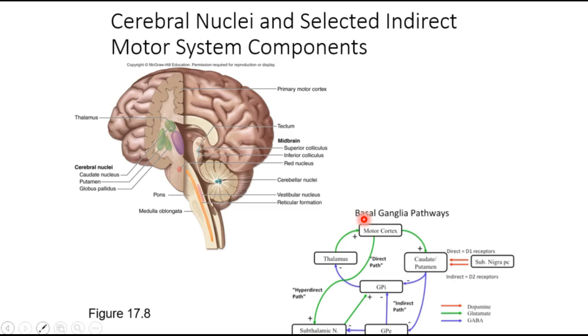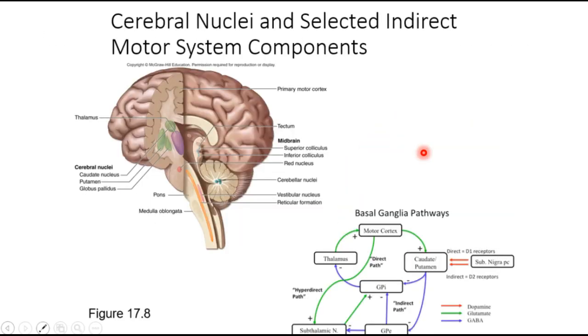This is the best image for the cerebral nuclei or basal ganglia. You can see right over here is the caudate, putamen, and globus pallidus. This over here is the thalamus. We're not worrying about them right now. We're just worrying about caudate, putamen, and globus pallidus. Now, your basal ganglia have a series of pathways that you're not responsible for learning right now, but which we will refer to in general terms later.